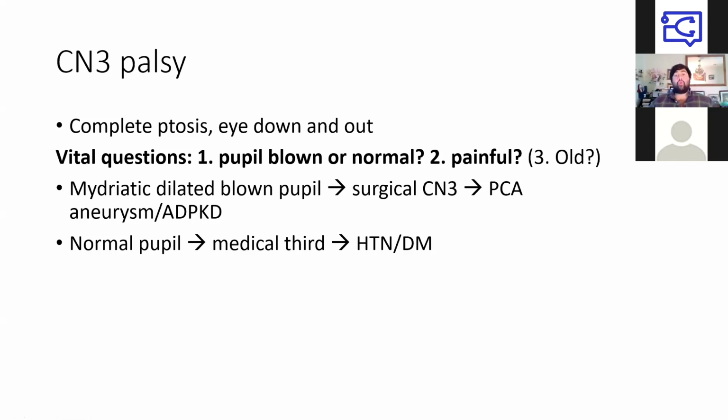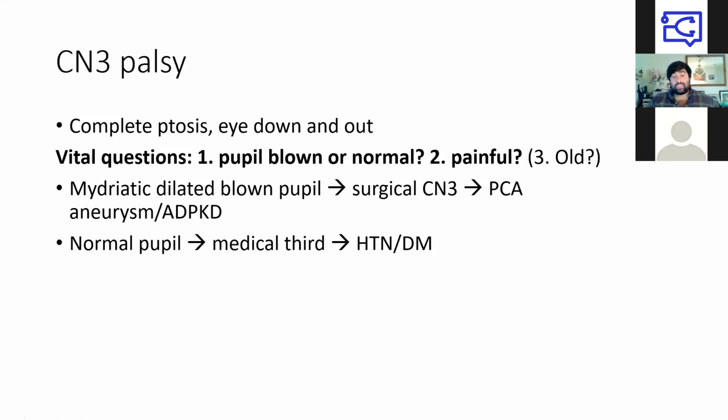If they have anisochoria and they have a dilated pupil, then that is called a surgical third nerve palsy. And the reason for that is that they're probably going to have some kind of lesion that's causing extrinsic compression of the third nerve, i.e. it's pushing on the third nerve from the outside in, because the fibers that subserve the pupil in the third nerve are on the outside of the nerve. So it would have to be something surgical pushing from the outside in.